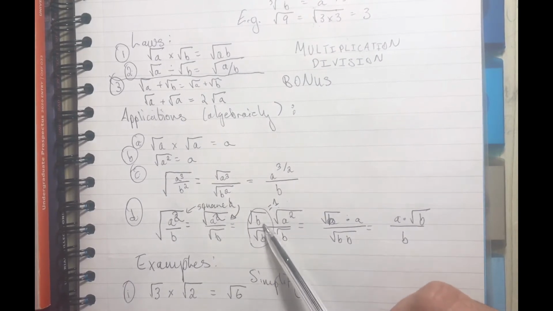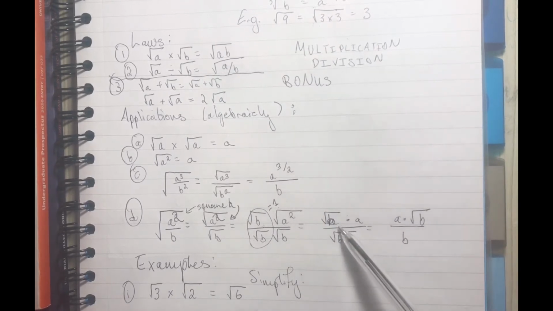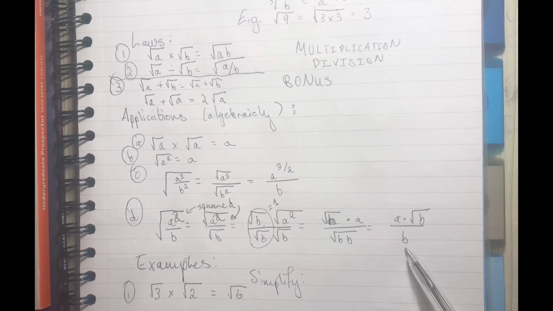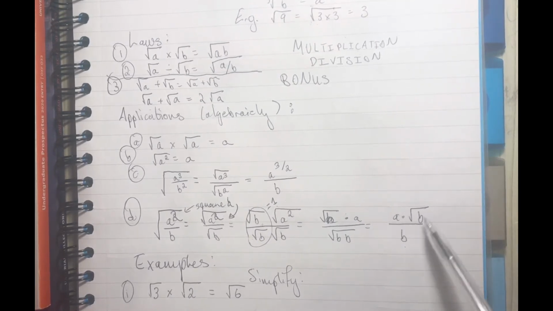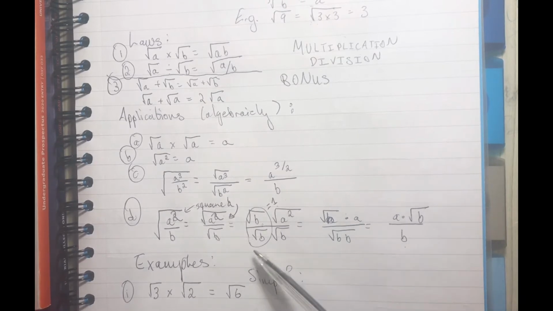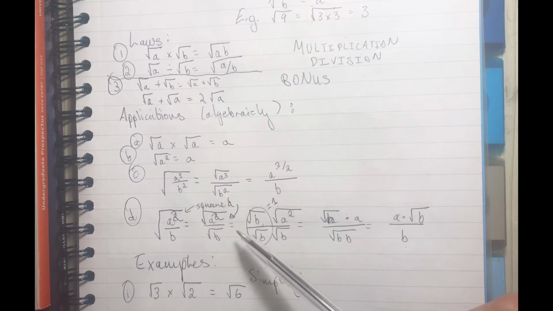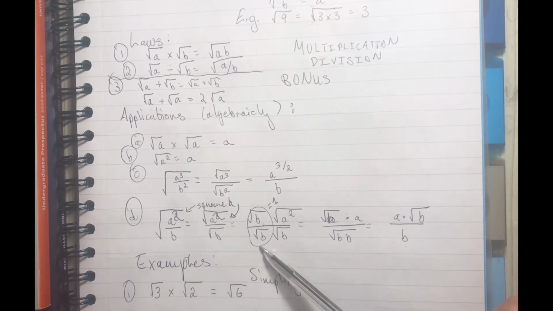Now, we've got root B times root A squared. That'll just simplify to root B times A. On the bottom we have root B times root B, which is root of BB, which just simplifies to B. We've just rearranged it, and we get A times root B over B. Again, to rationalize, you just multiply by 1, but that 1 will be what you have on the denominator, on the numerator, and the denominator.